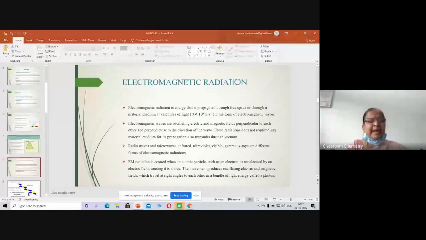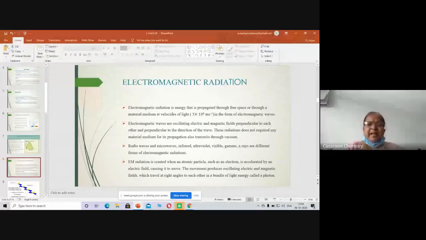मग व्हॉट आर इलेक्ट्रोमॅग्नेटिक रेडिएशन? आपण पाहिलं की spectroscopy deals with the study of interaction of electromagnetic radiation with matter. स्पेक्ट्रोस्कोपी मध्ये इलेक्ट्रोमॅग्नेटिक रेडिएशनची मॅटरशी जी इंटरॅक्शन होते ती स्टडी केली जाते. What are electromagnetic radiation? Electromagnetic radiation is nothing but energy that is propagated free space or through a material medium at velocities of light. Electromagnetic radiation ही काय एनर्जी आहे that is propagated through free space. म्हणजे याला काय मटेरियल मीडियमची आवश्यकता लागत नाही प्रोपॅगेशन साठी. It propagates through free space.